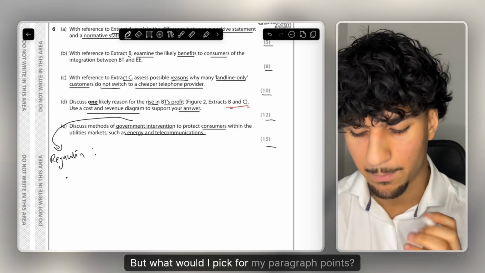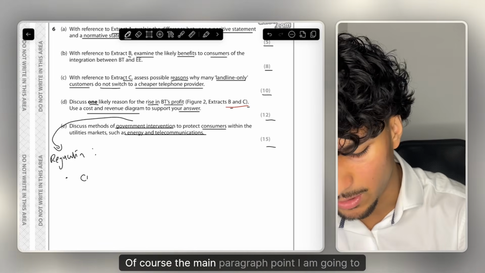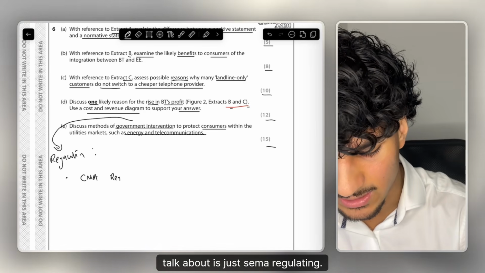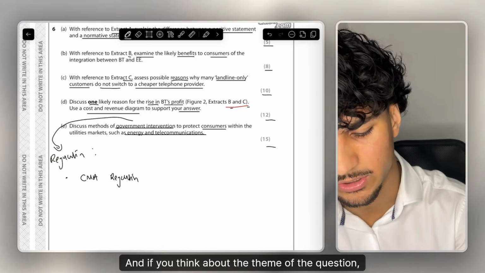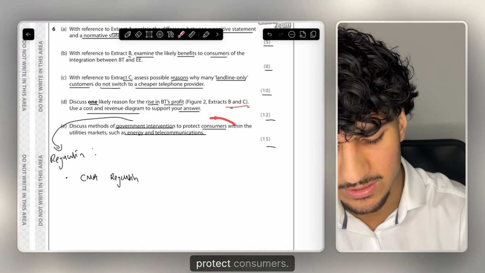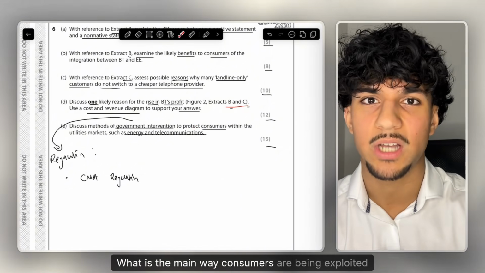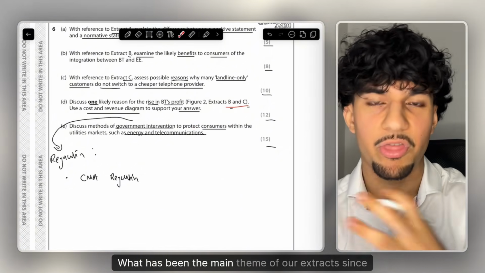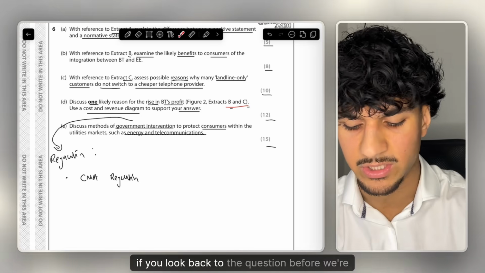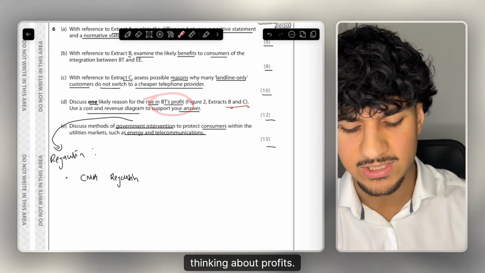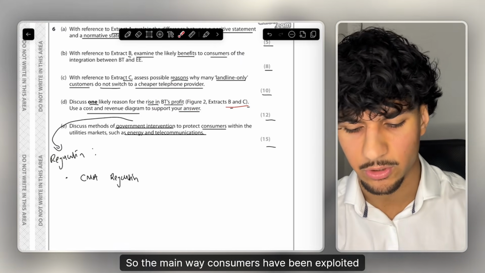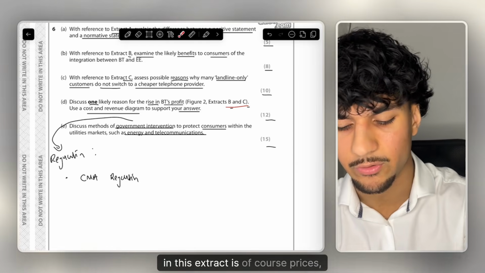But what would I pick for my paragraph points? Of course, the main paragraph point I am going to talk about is just the CMA regulating. And if you think about the theme of the question, talk about how we're going to protect consumers. What is the main way consumers are being exploited here? What has been the main theme of our extracts? Since if you look back to the question before, we're thinking about profits. So the main way consumers have been exploited in this extract is, of course, prices.